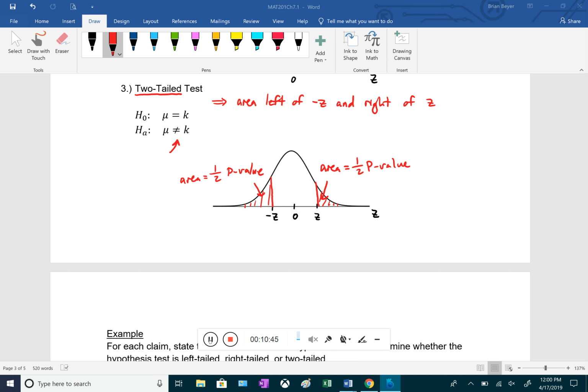So each one of those shaded in regions represents 1/2 of the p-value. So added together, it equals the full p-value. And we'll see when we're in the next section, when we're actually doing these problems, to find that p-value, we just need to find the area to the left of negative z and multiply that by 2.